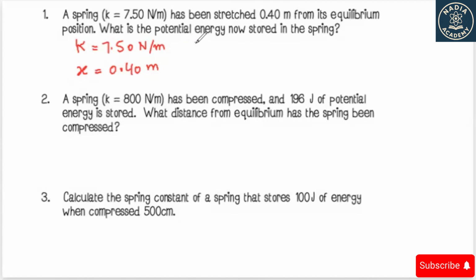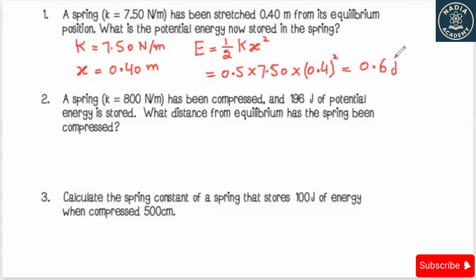We know that its formula is E is equal to half k, spring constant, times the square of extension. So this is equal to 0.5 times 7.50 times 0.4 squared. And if you do these calculations, your answer should be 0.6 joules. So this much energy will be stored in the spring for this much extension.